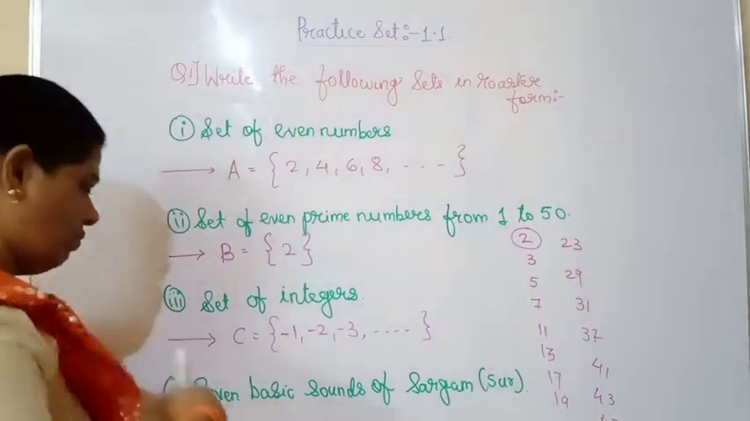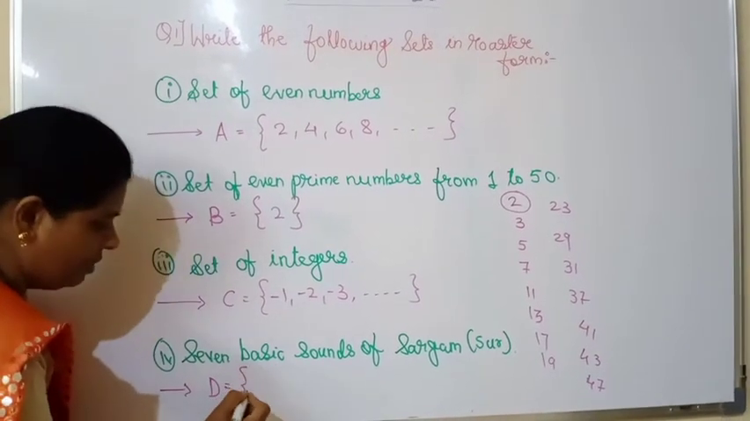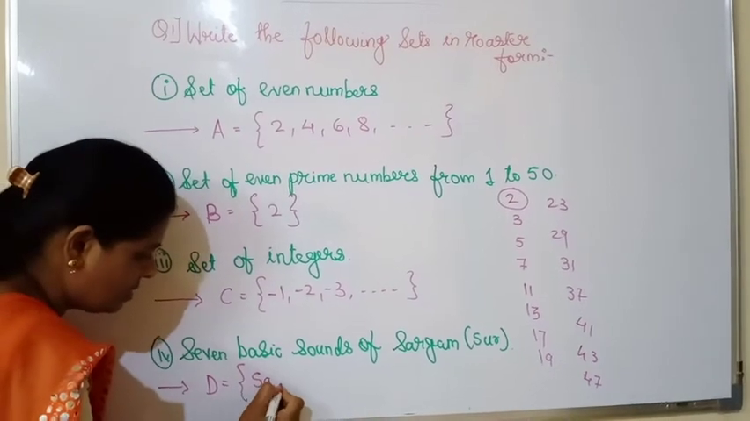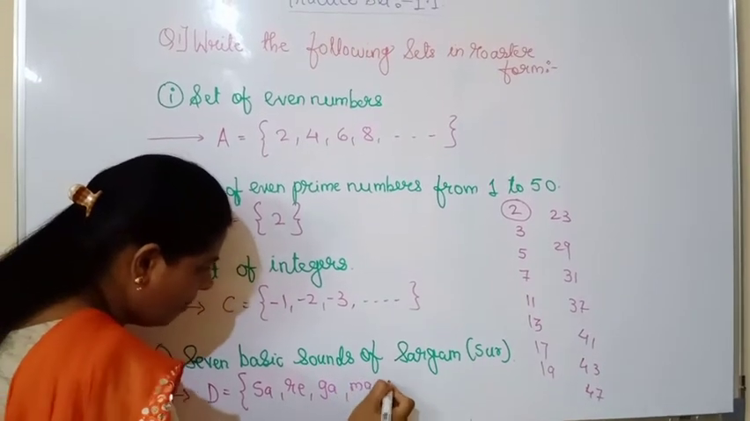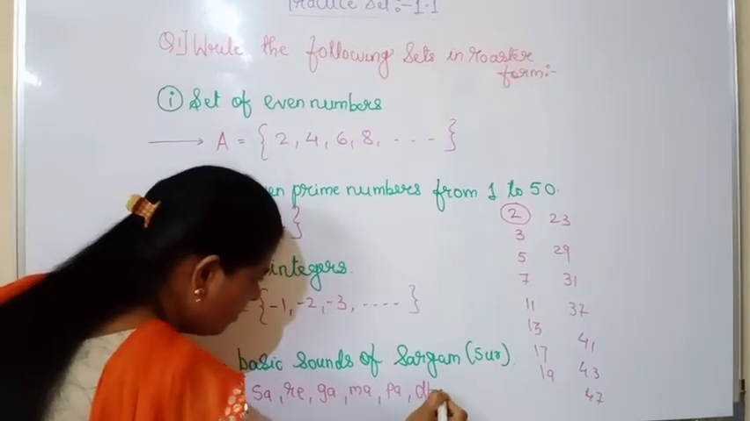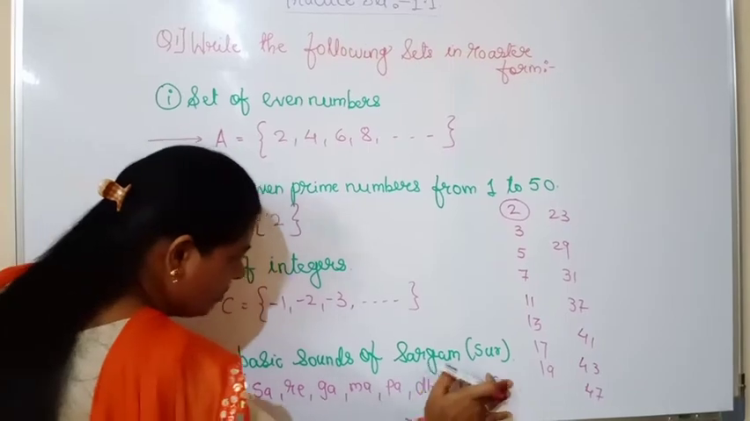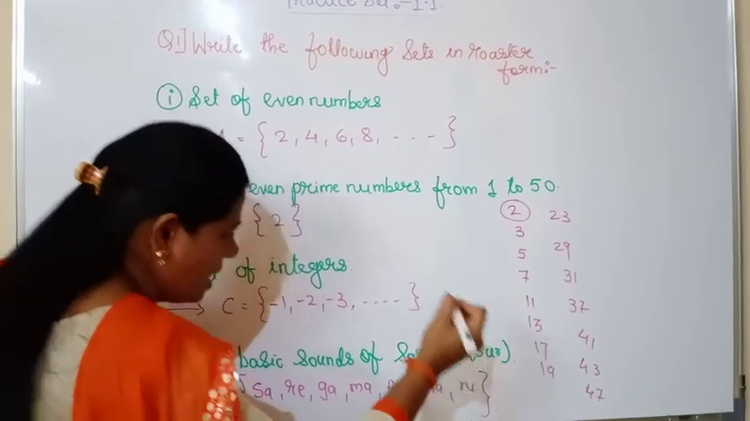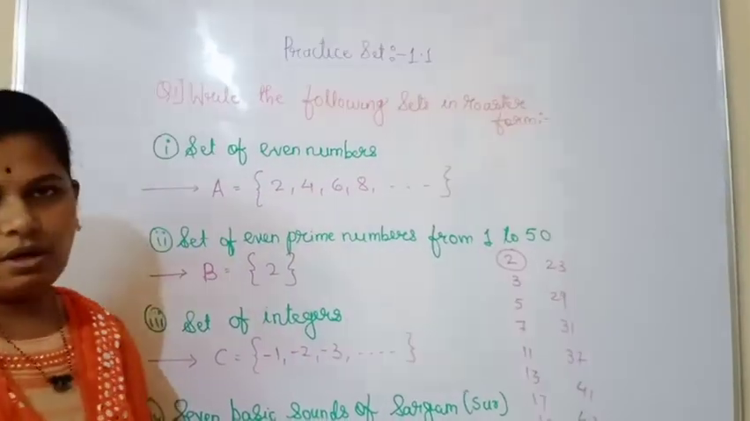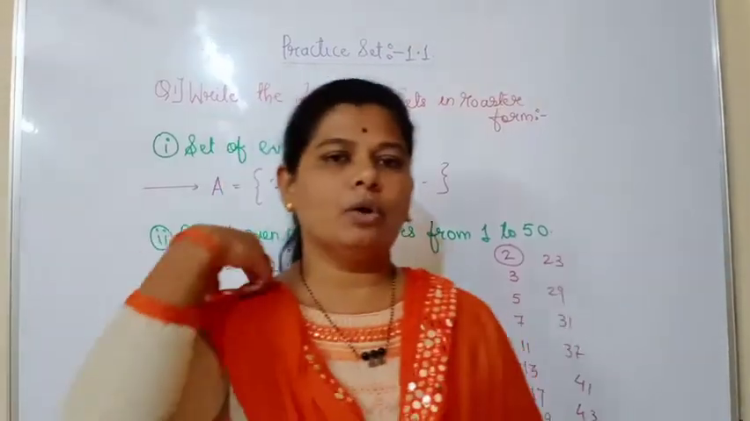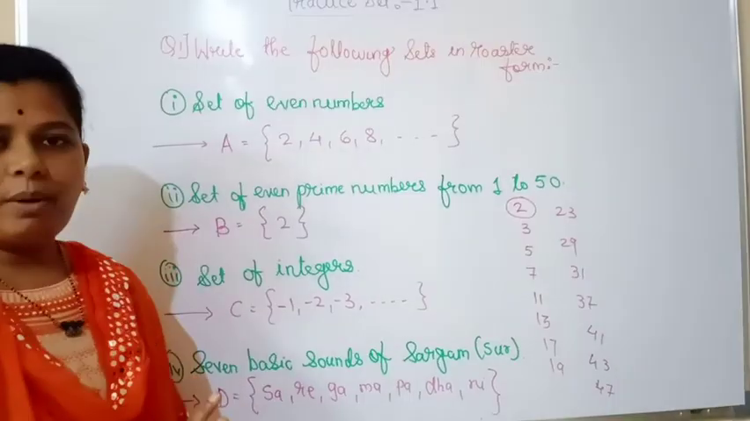Now I will first write the name of the set, that is set D. And I will write the 7 basic sounds: sa, re, ga, ma, pa, dha, ni. Sa is repeated here, sorry. So sa, re, ga, ma, pa, dha, ni. These are the 7 basic sounds of the sargam. In this way we have completed question number 1, in which there are 4 sub questions.